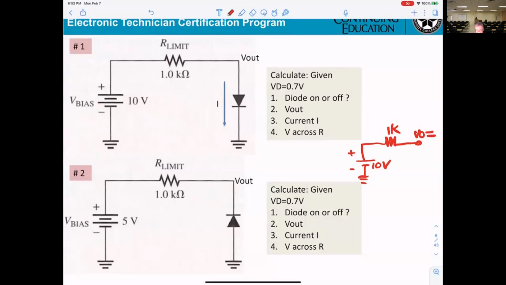Telling me for this circuitry here, what does V out equal? 10 volts. That is correct. But how?